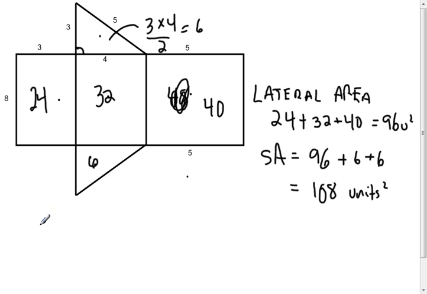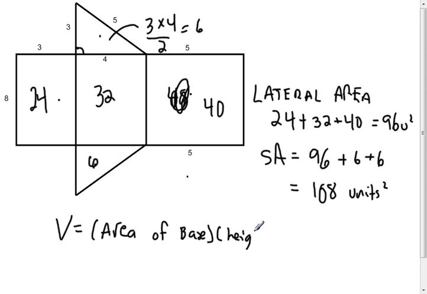Okay, and so the volume then, let's go back to this one. The volume is just like the rectangular prism. So the volume is the area of the base times the height. Okay, so we figured out the area of the base. That's 6. The height is 8. That's the height of this whole prism. So 6 times 8 is 48 units cubed. So that's the volume and surface area of a right triangular prism.